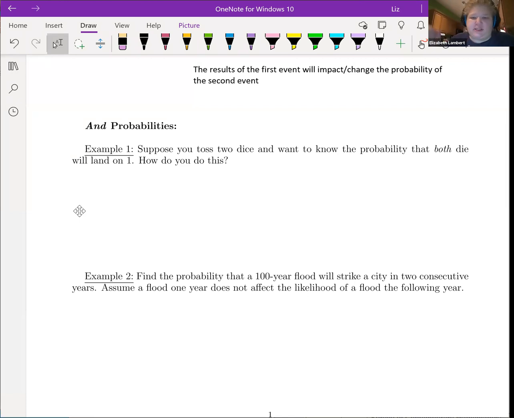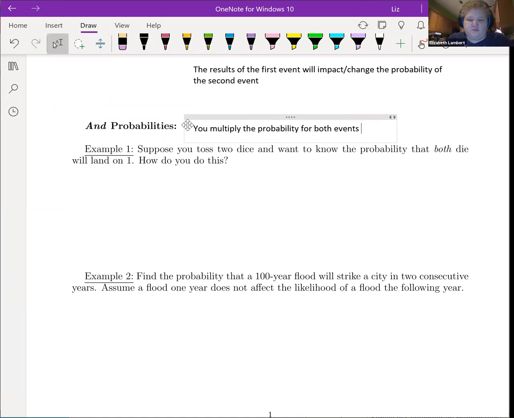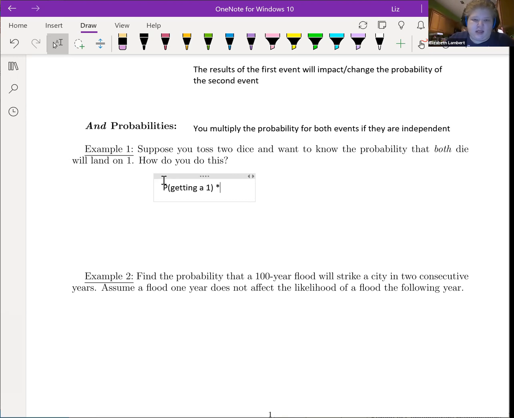Okay, so I'm going to toss two dice. I want to know the probability that they're both going to get a 1. So how you do this is we figure out the probability for one die getting a 1, and we figure out the probability for the other die getting a 1, and then we multiply them together. So, and probabilities, if they are independent. I mean, you multiply even if they're dependent, but you have to be more careful then. So here, this is the probability of getting a 1. And then I've just got that one, the probability of getting a 1.